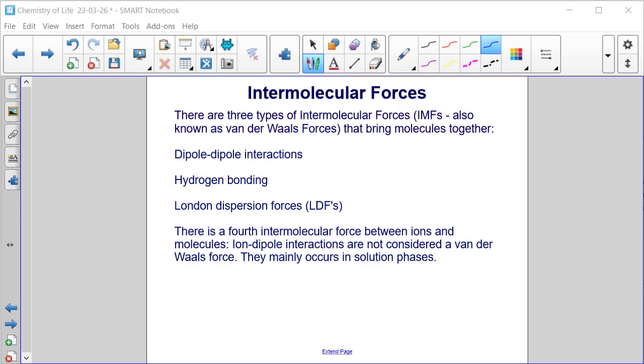There are 3 types of intermolecular forces, IMFs, also known as van der Waals forces, that bring molecules together: dipole-dipole interactions, hydrogen bonding, and London dispersion forces, or LDFs. There is a 4th intermolecular force between ions and molecules. Those are ion-dipole interactions. They're not considered a van der Waals force, and they mainly occur in solution phases.